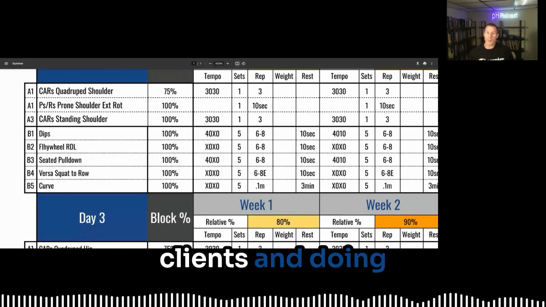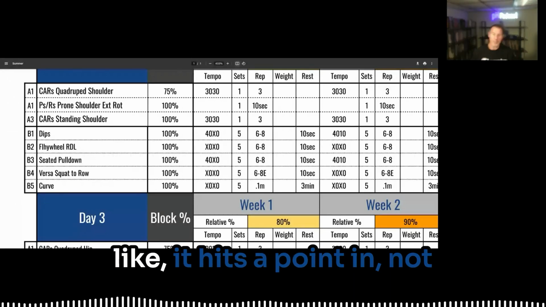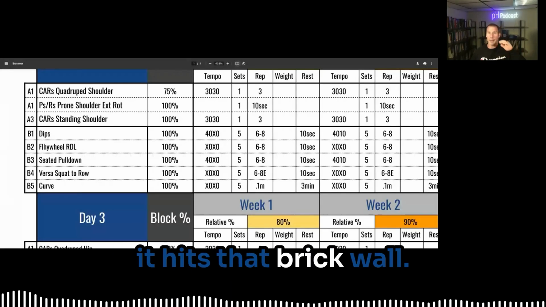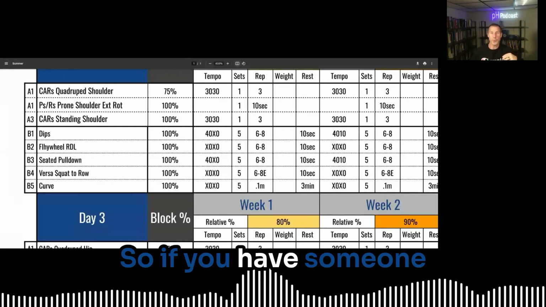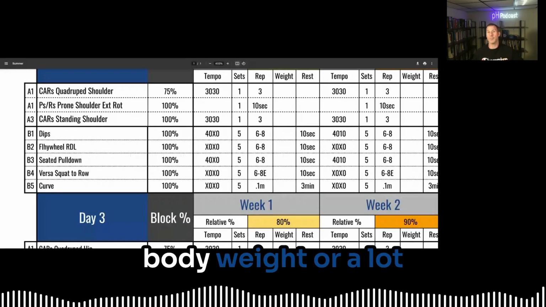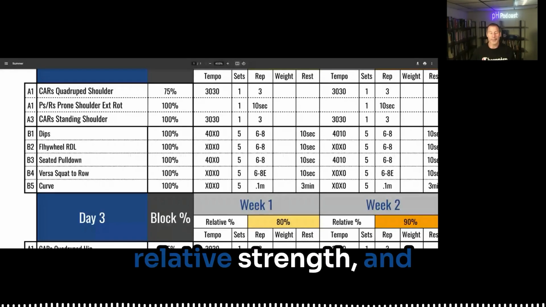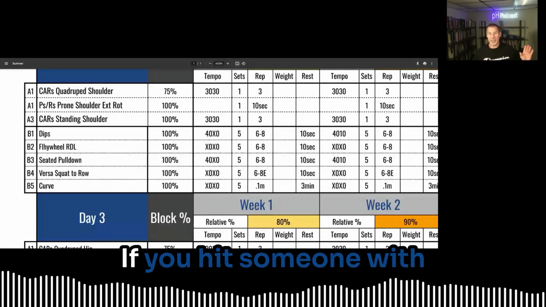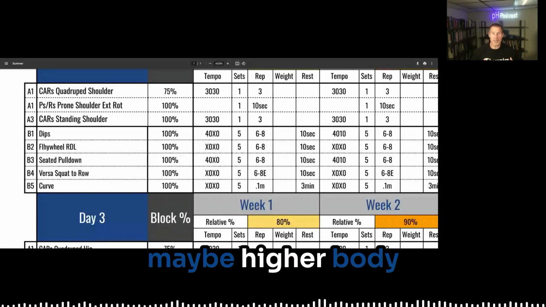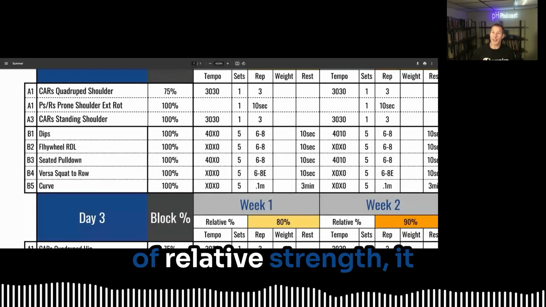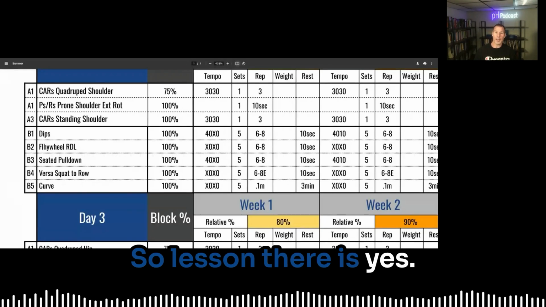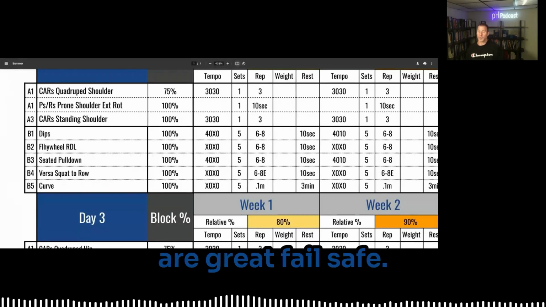But working with some clients doing body weight exercises, it hits a point of not even diminishing returns, it hits a brick wall. If you have someone with a lot of relative strength who's really good with body weight exercises, it might be too easy. If you hit someone with higher body mass and not a lot of relative strength, it might be too challenging. So the lesson there is, yes, body weight exercises and relative strength are a great fail safe.